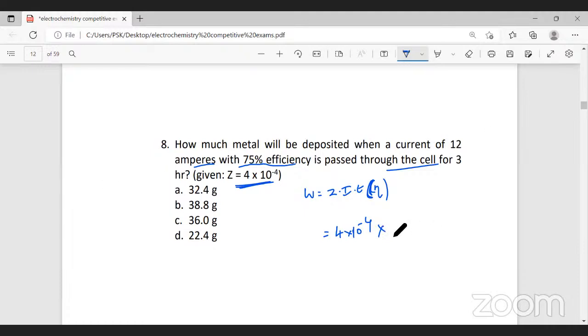Current they've given is 12 amperes. Time is 3 hours. Each hour contains 60 minutes, and each minute is 60 seconds. Therefore, 3 into 60 into 60. And efficiency, they've given 75%. That means 75 divided by 100. Percentage, when we say it, is with respect to 100, therefore it is 75 divided by 100. So on simplification, we will get the answer to be 38.8 grams. Did you understand the terminology now, efficiency here?